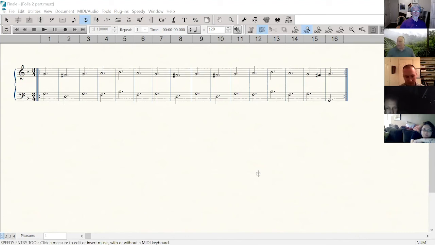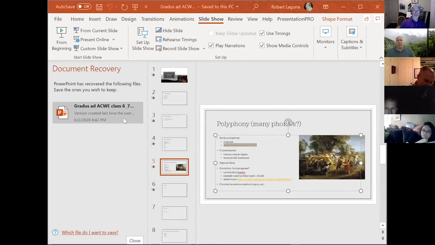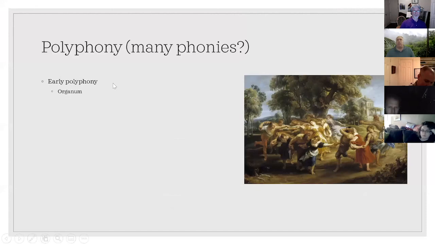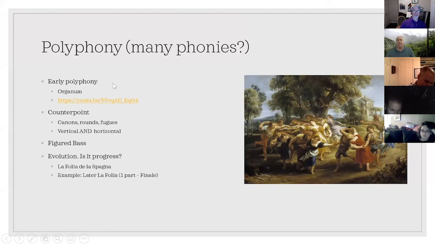So that's what I wanted to share with you tonight. Let me see if there's anything else so important that I wanted to. So that was a Folia, and that's Salieri's thing in there.